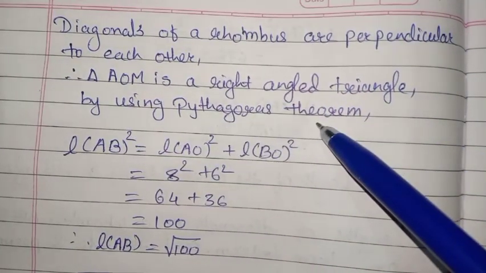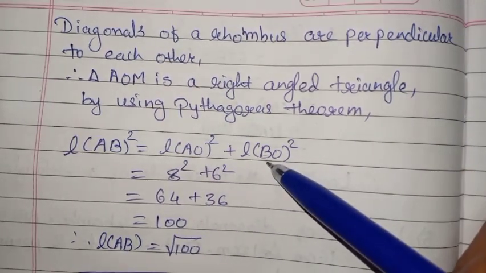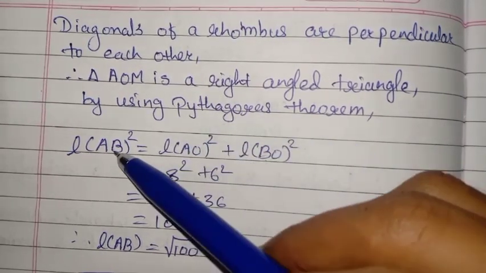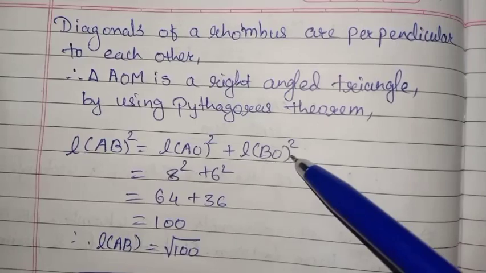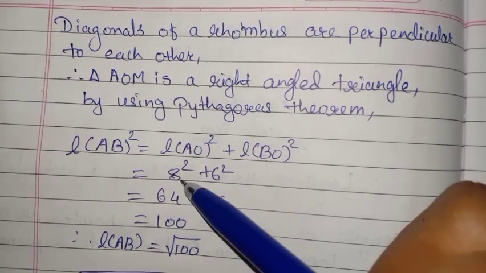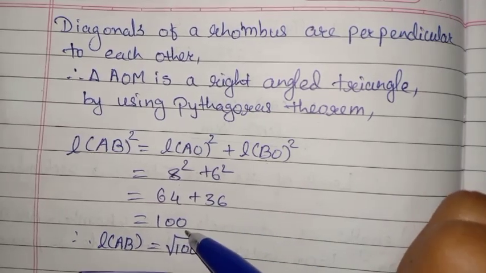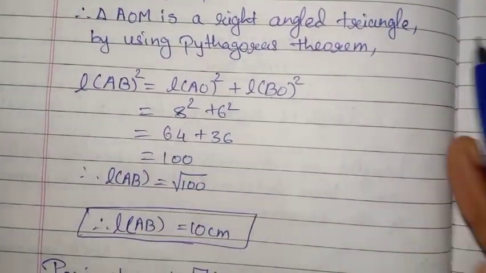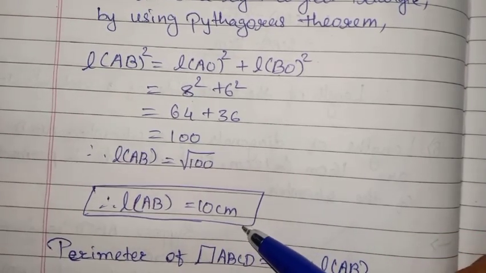So, by using Pythagoras theorem, we can write length AB square is equal to length AO square plus length BO square. Pythagoras theorem, this will be hypotenuse and these are two sides. So, hypotenuse square is equal to side 1 square plus side 2 square. AO is 8 centimeters and BO is 6 centimeters. So, 8 square plus 6 square. 8 square is 64 and 6 square is 36 is equal to 100. So, by taking square root of both the sides, we will get length AB is equal to root 100. Therefore, length AB is equal to 10 centimeters.